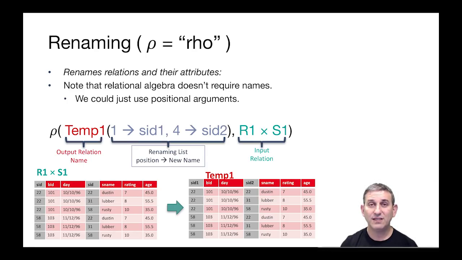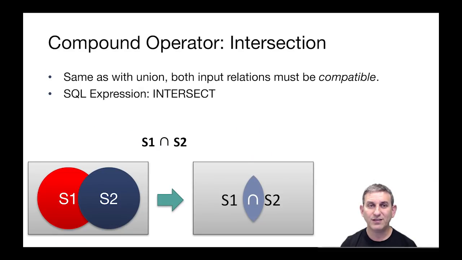So that's it. We're actually done with all the operators in the relational algebra. All that remains is to talk about the compound operators, which are really just macros over the operators we've already learned. Here's our first compound operator, intersection. Like with union and set difference, both the input relations must be compatible. The SQL expression for this is INTERSECT. We will write it in relational algebra using the intersect symbol, which you're probably familiar with. And as you can see in the schematic, it's those tuples that are in both S1 and S2.